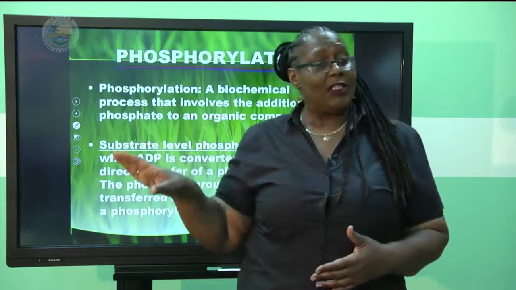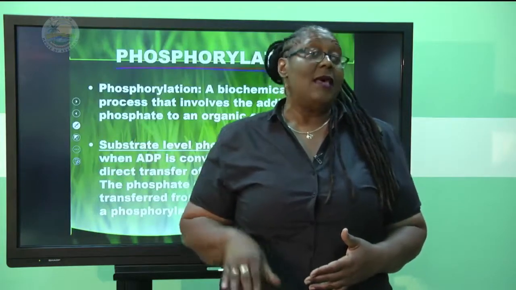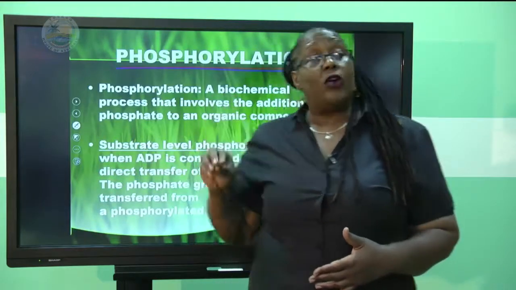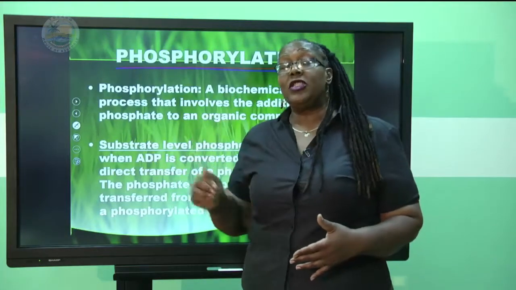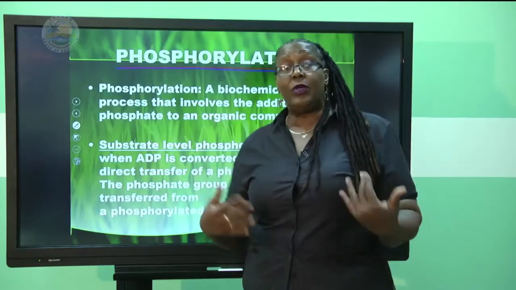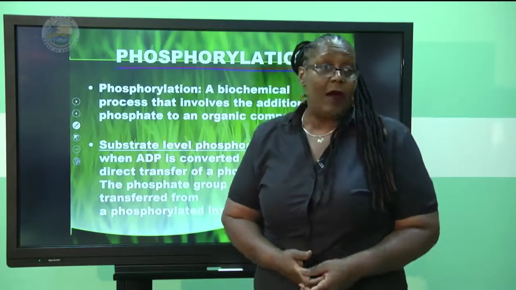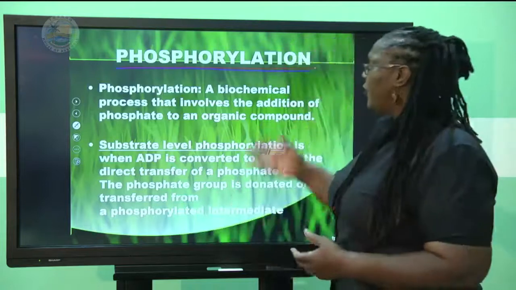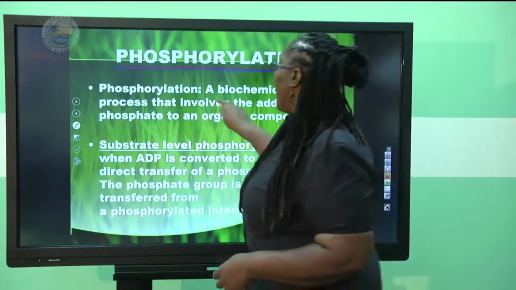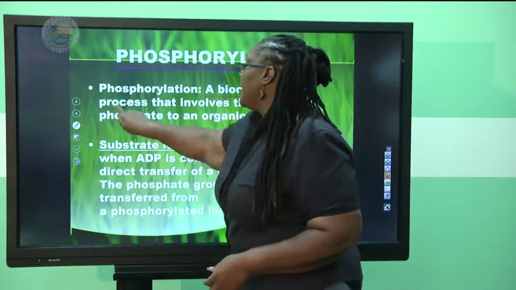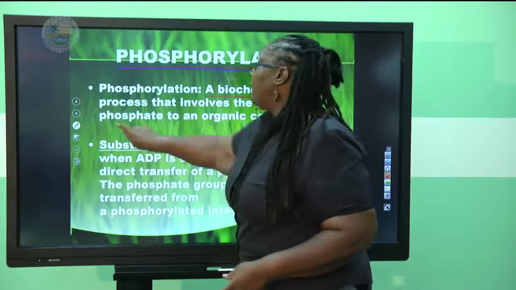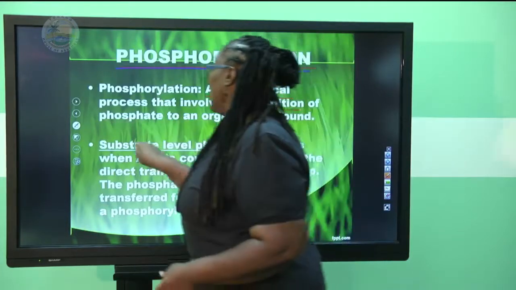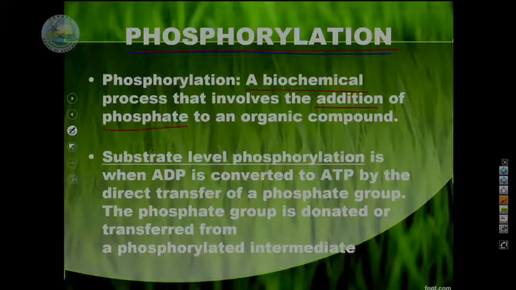When we had the formation of ATP within photosynthesis, that was photophosphorylation. We formed ATP, but we used the energy from photosynthesis, the energy that was captured in the photons of light from the sun. So phosphorylation, as it said here, is a biochemical process that involves the addition of phosphate to an organic compound.